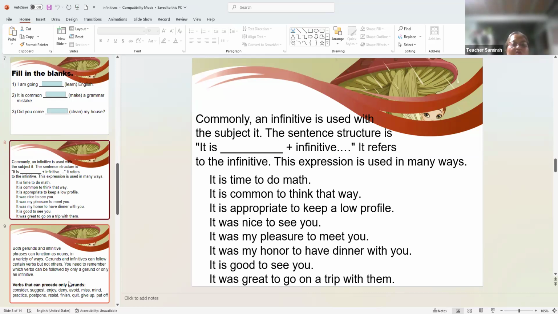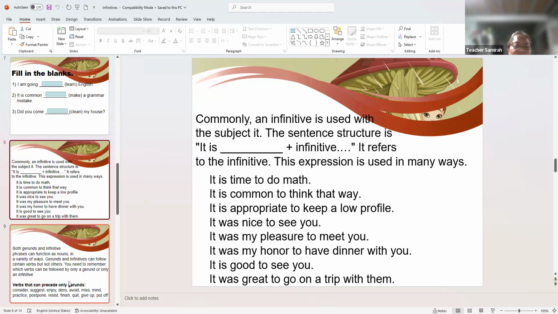Okay, it is common to think that way. It is common to think that way. So it again is referring to the infinitive to think. It is appropriate to keep a low profile. It is appropriate to keep a low profile. It, and then plus infinitive.